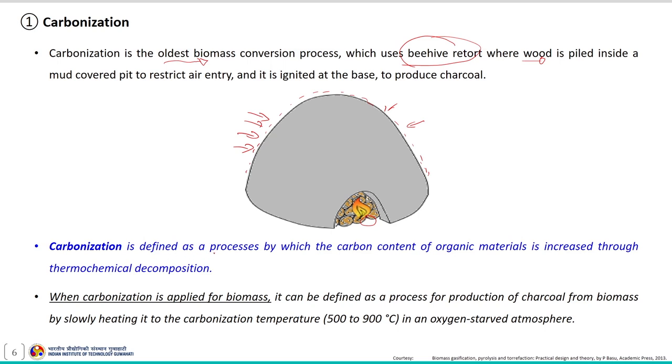And carbonization is defined as a process by which the carbon content in the organic material is increased through thermal decomposition of the biomass. When carbonization is applied to biomass, it can be defined as a process for production of charcoal from biomass by slowly heating it to the carbonization temperature, say in the range of 500 to 900 degrees C in an oxygen starved atmosphere. That is also known as an oxygen deficient environment.